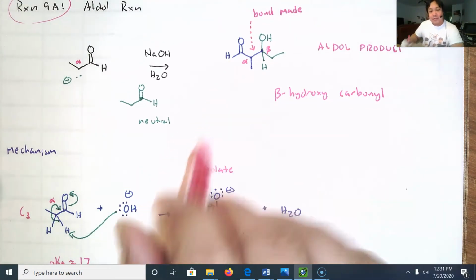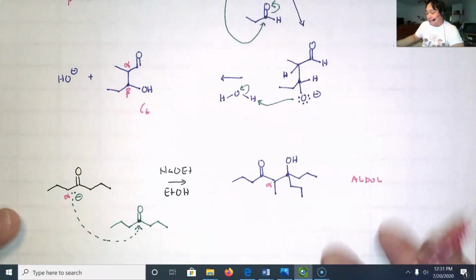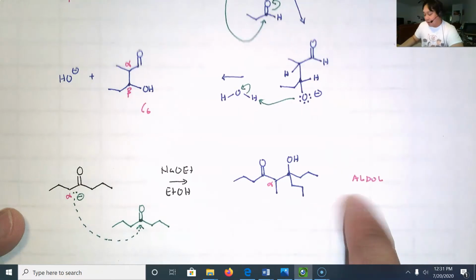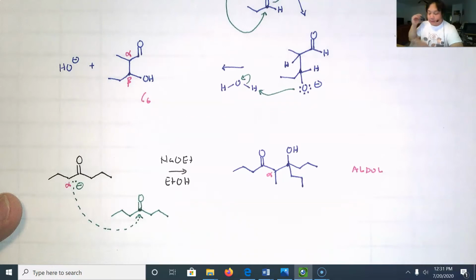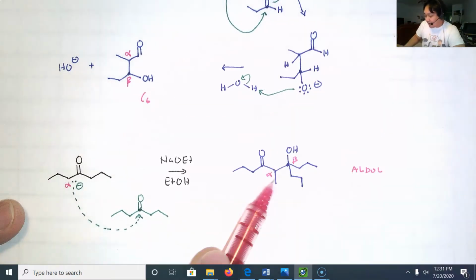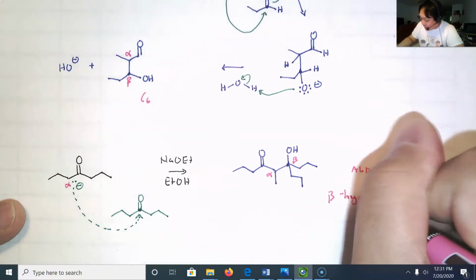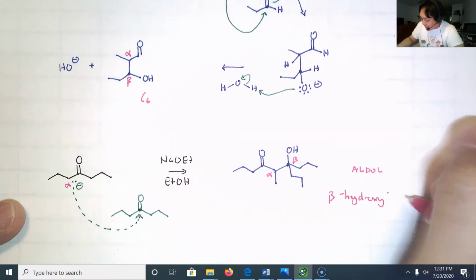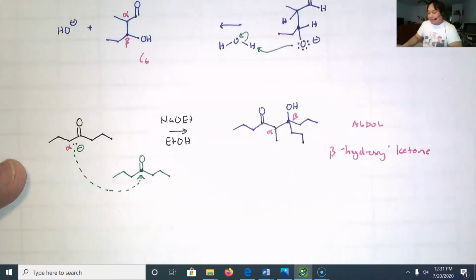Aldol. But the thing is, this process could be done with ketones as well, and they just decided to keep the name aldol, even though you don't have an aldehyde, you have a ketone. But the rules still follow. You still have a beta carbon here, alpha, beta. It's a beta hydroxy ketone. That's the final product.